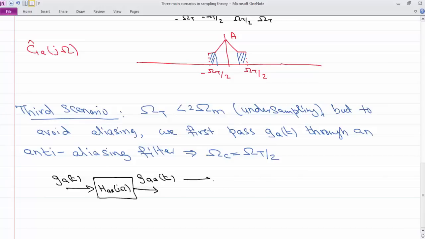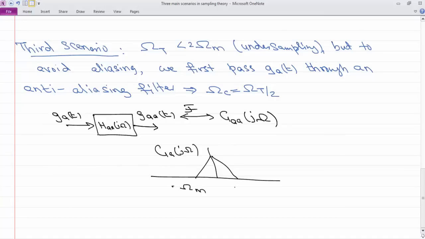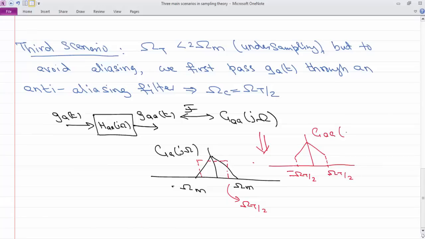So the Fourier transform of this g_aa of t, which I'll call G_aa of j omega, you have to look at what that is. This was your Fourier transform of g_a of t, G_a of j omega, from minus omega m to omega m, and you are low-pass filtering that to omega t by 2 with a height of 1. So G_aa of j omega in that case will look like this expression, from minus omega t by 2 to omega t by 2. Okay, this is your G_aa of j omega.